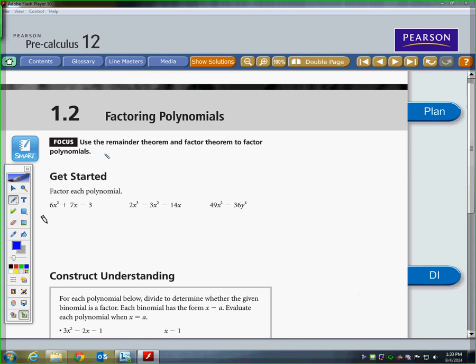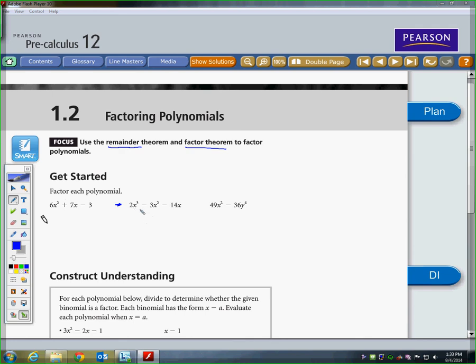We're on our second lesson, 1.2 factoring polynomials. The two big ideas that we're going to be covering are the remainder theorem and the factor theorem. To get started, I don't think we need to go through and factor each of the polynomials. We spent some time factoring as a review earlier in this course, but let's just take a look at this second one here.